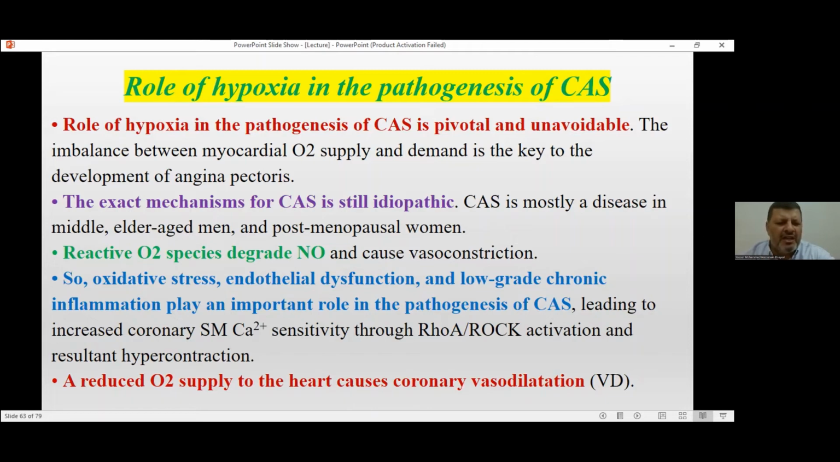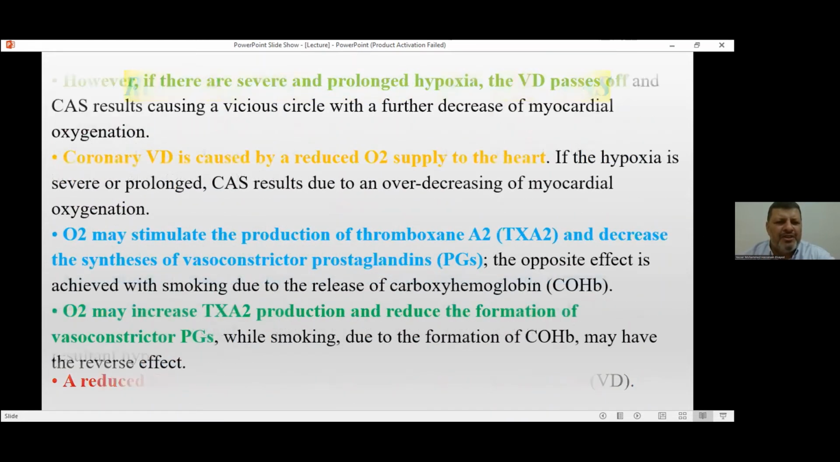Reduced oxygen supply is the main point here. However, if there is severe and prolonged hypoxia, vasodilatation passes off, and coronary artery spasm results, causing a vicious cycle of decreasing myocardial oxygenation. Coronary vasodilation is caused by the reduced oxygen supply in the heart.